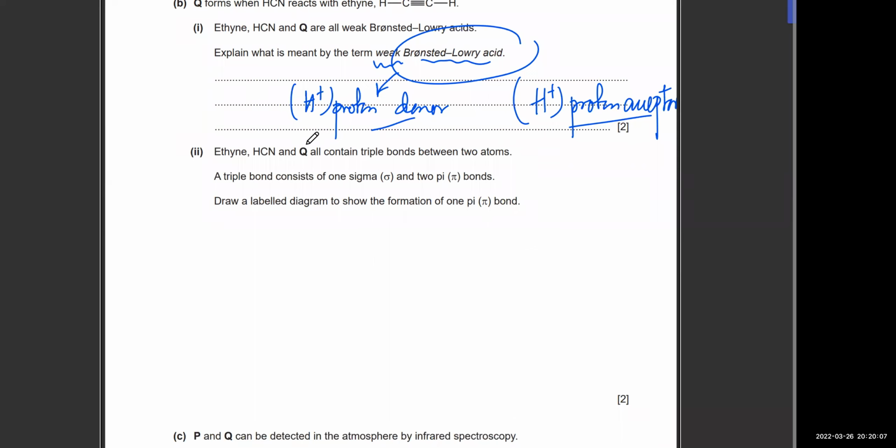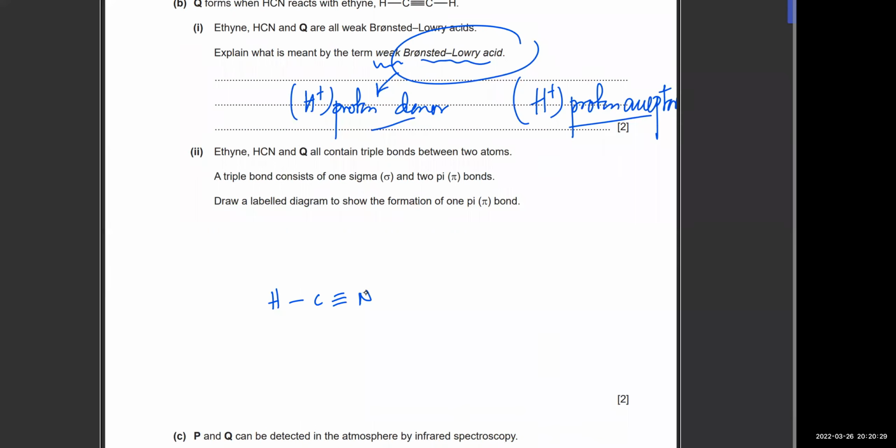So now, ethyne, nitrile, and Q all contain triple bonds between two atoms. The triple bond consists of one sigma and two pi bonds. Draw a labelled diagram to show the formation of one pi bond. So, HCN, right? HCN is this thing. Where do you think the pi bond is? Between the H and C or between the C and N?